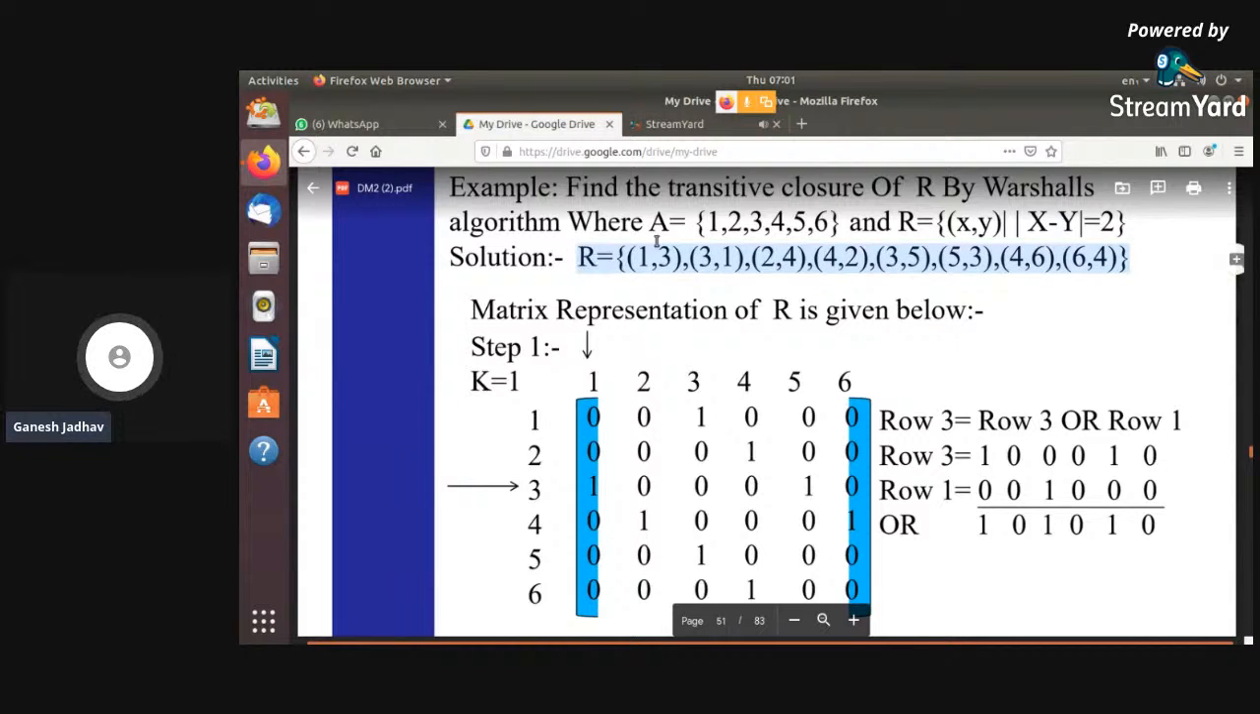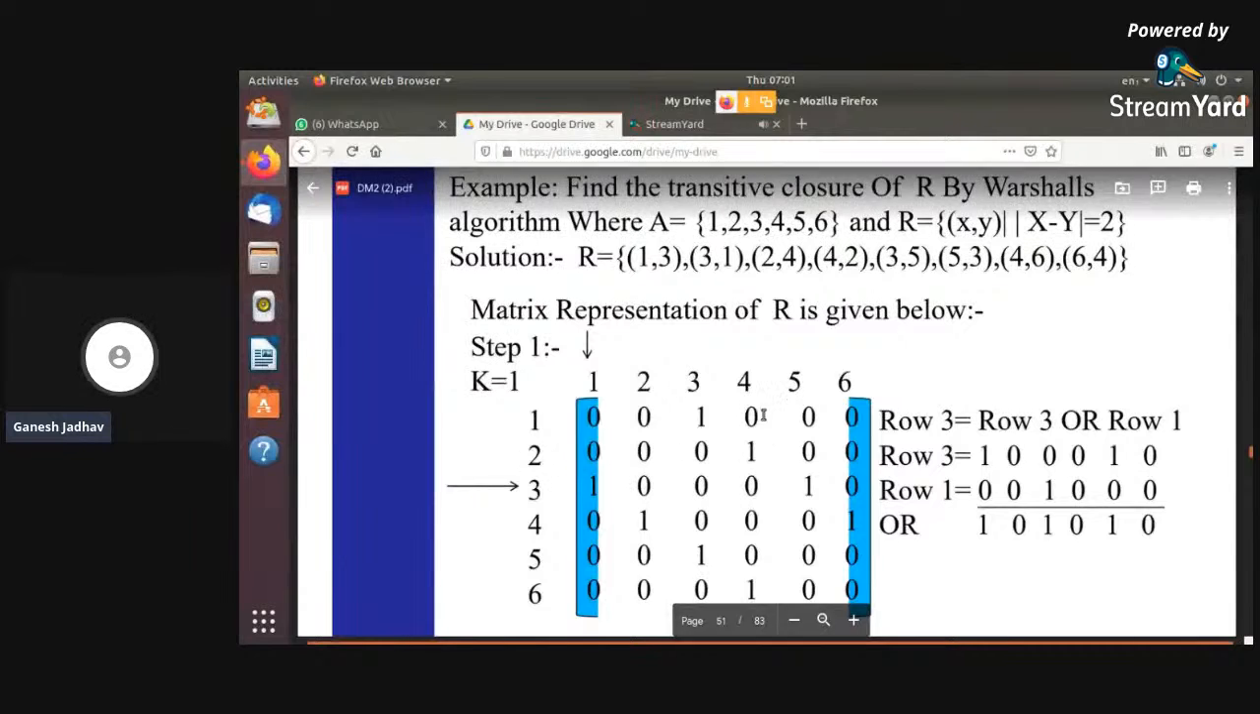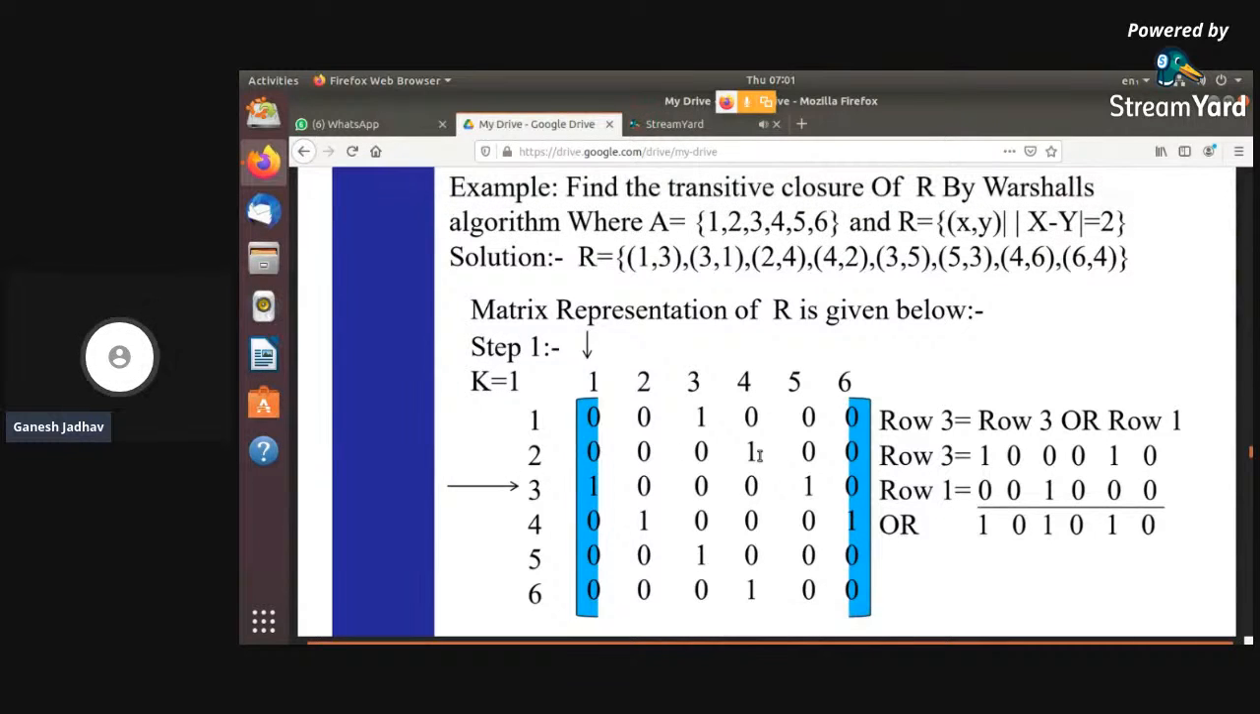Okay, so for this particular set, you can write your matrix. Go to your first row and third column, here is the 1. Then 3 1, go to your third row and first column and write 1. Then 2 4, go to your second row and fourth column, there is 1. Then 4 2, go to your fourth row and second column and write here 1.